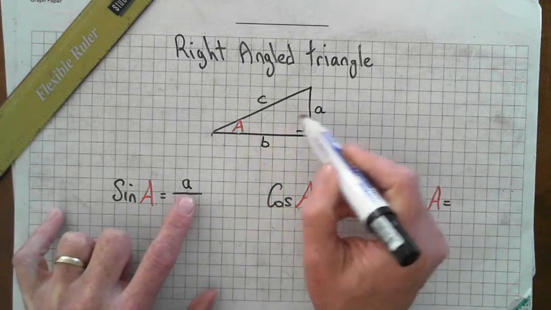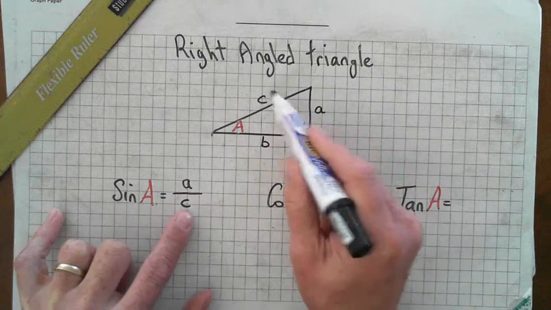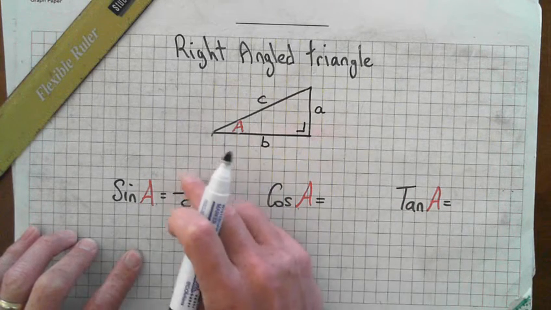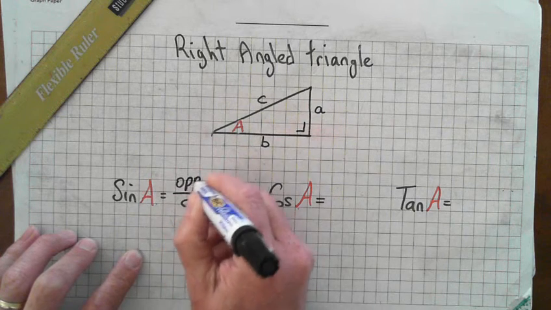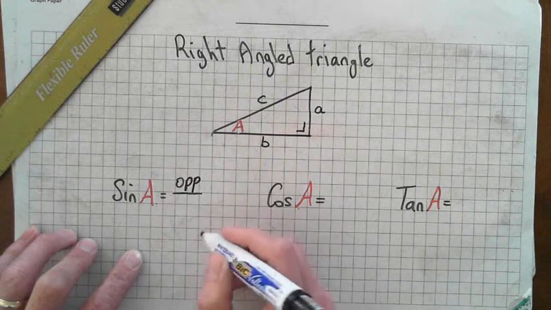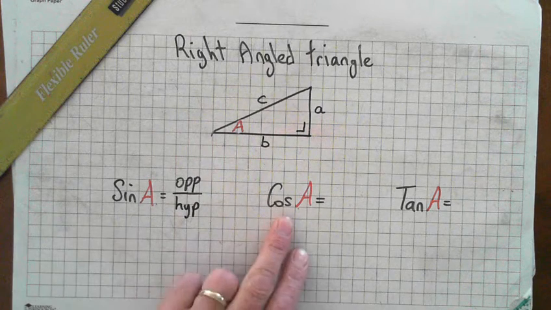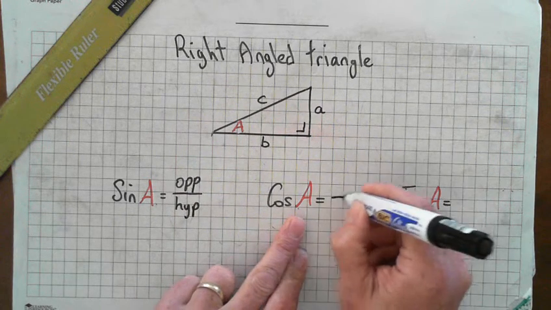Because A is the opposite, isn't it? And C is the hypotenuse. So that's the way they have it written. So you can look at the maths formula. A is the opposite over the hypotenuse. All right. And the cos of A, what have they got?